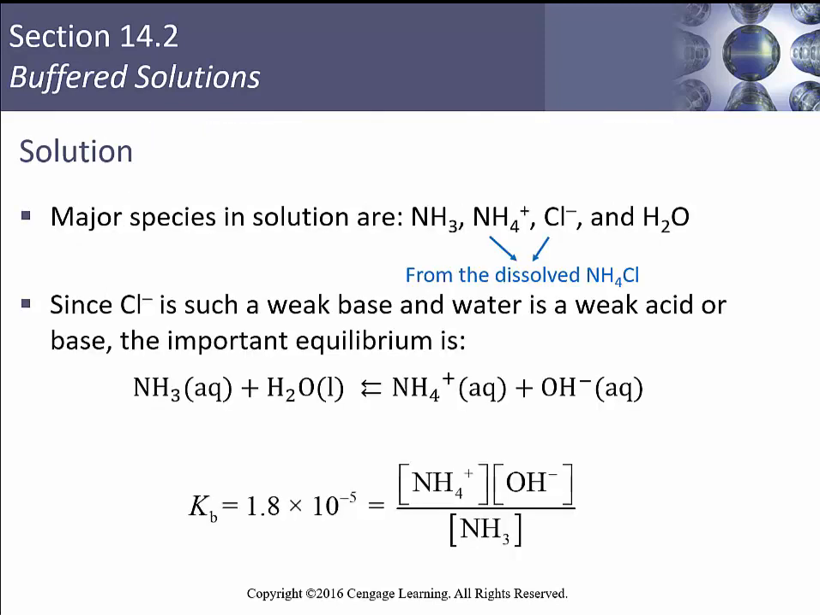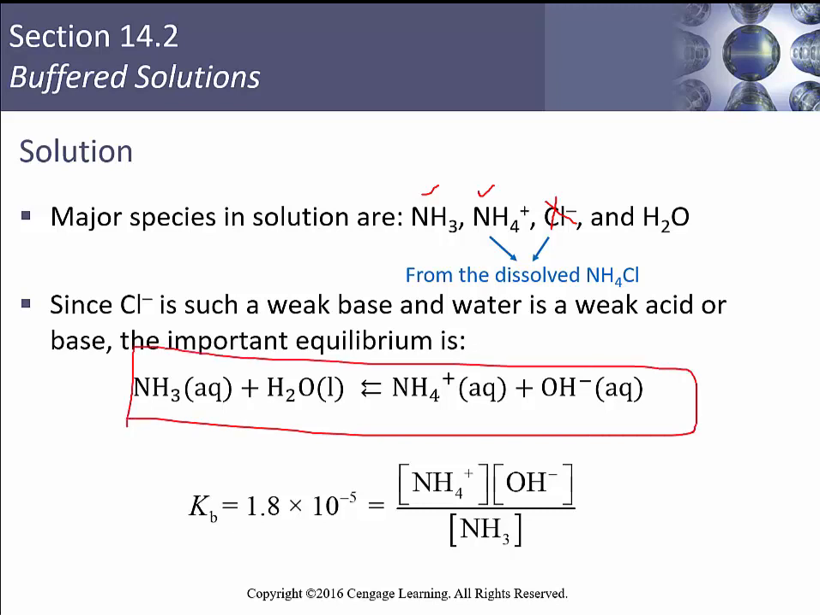Our major species in solution are going to be the ammonia, the ammonium, Cl minus, which is not going to affect our pH, and H2O. So our dominant equilibrium expression here is going to be that the ammonia, which is a weak base, is going to generate a weak acid and hydroxide. We've got our Kb expression. So if they give you a Kb, go ahead and do it from the base's point of view. If they gave you an ammonium Ka, just go ahead and do it from the acid's point of view.